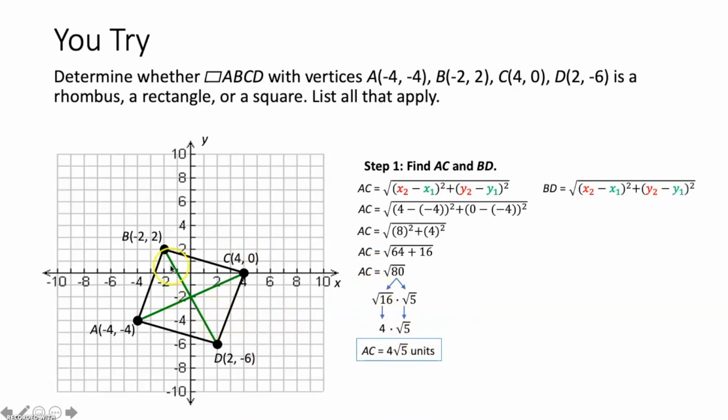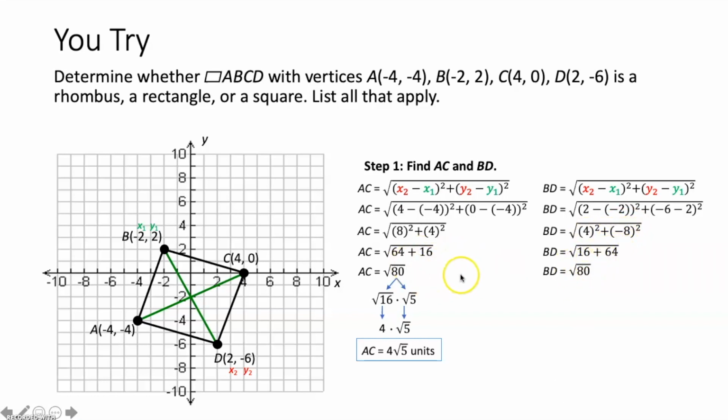Now let's check the measure of segment BD, the other diagonal. So we choose one of our points to be x sub 1, y sub 1, the other one to be x sub 2, y sub 2. Plug in the coordinates to their corresponding spot in the distance formula over here, and we simplify. 2 minus -2 is the same thing as 2 plus 2. That's 4. -6 minus 2 makes it more negative. That's going to be -8. 4 squared is 16. -8 squared is 64. Add those together, you get rad 80 again.